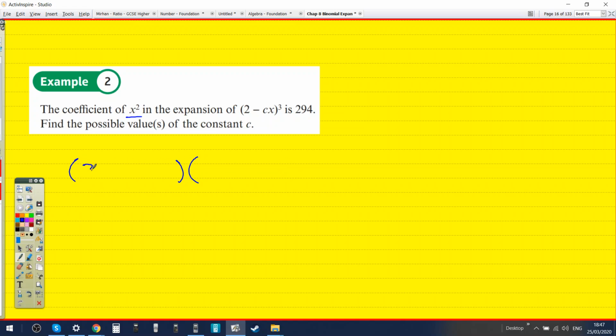3 choose 2, and then 2 to the power of, it starts at 3, 2 to the power of 1, and then minus c to the power of 2. And I would write in minus cx, and just be aware, because your calculator can't process c either. These 2 powers always have to add up to this one. So that's another way you can do it.